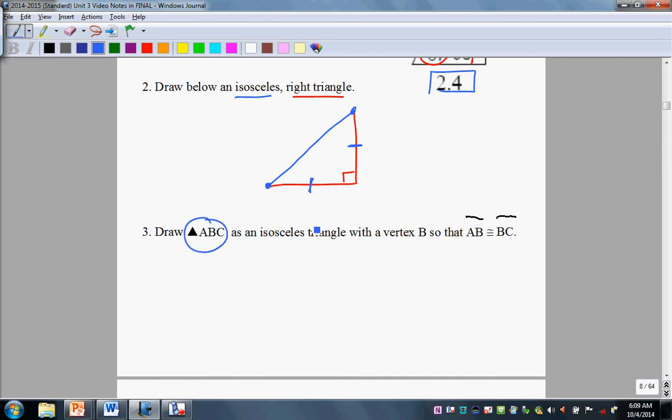Number 3 says I'm going to draw a triangle ABC, which is isosceles, two congruent sides, the vertex of B. So I want my congruent sides to be AB and BC. Notice how B is repeated? That means B is what's called the vertex. It's the hinge between the two equal sides. I'm going to make my equal sides that. B is my hinge, so B goes between the two equal sides.